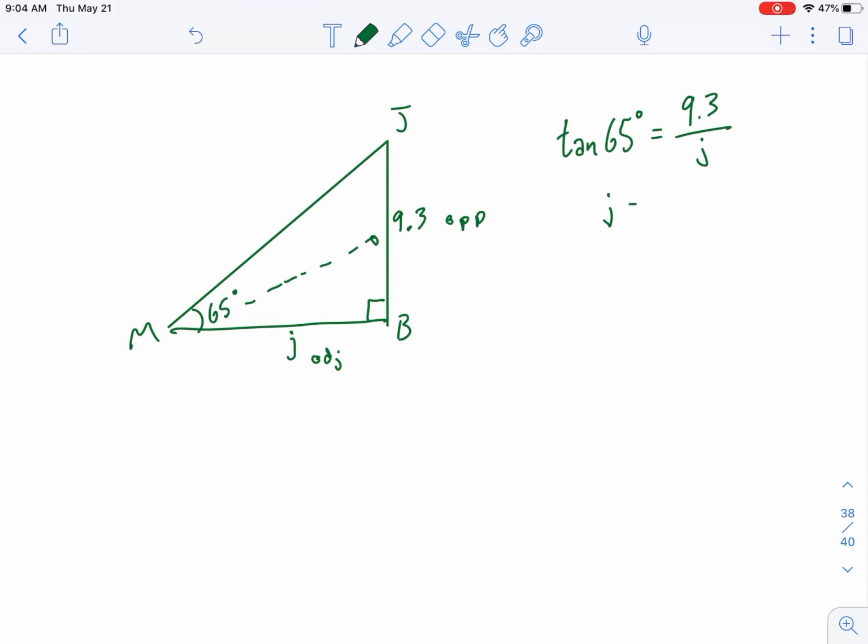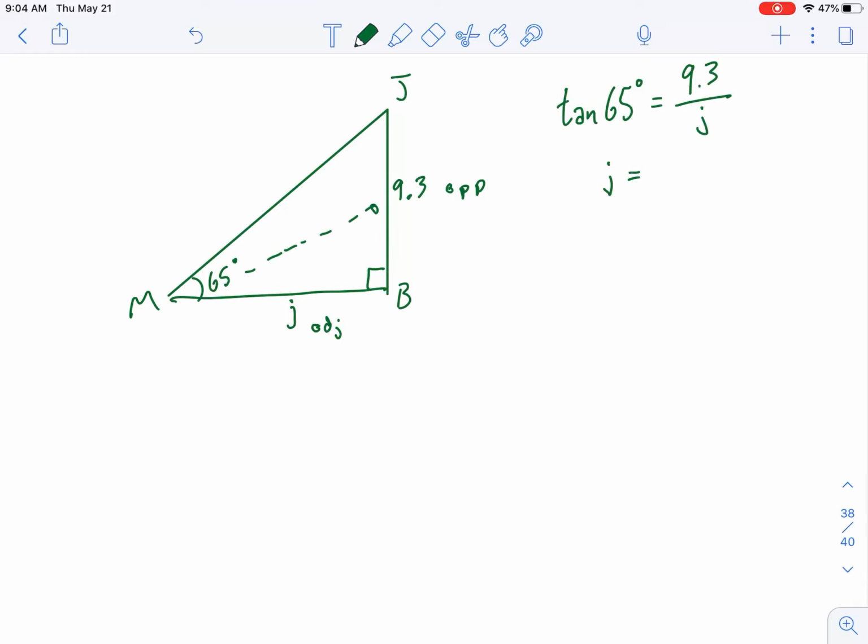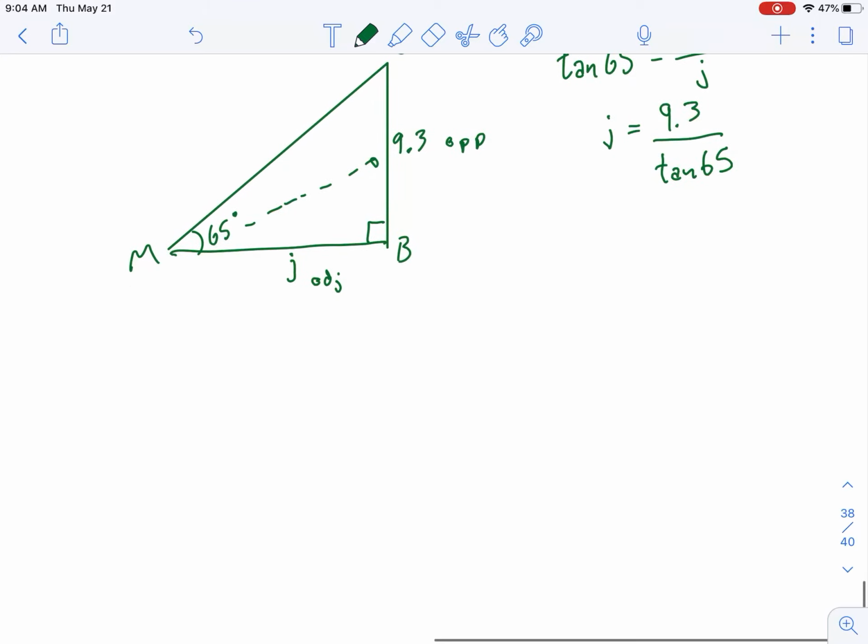We can do this in one step. You guys are probably getting good at this now. Multiply J by both sides, so you get J times tan 65 is equal to 9.3. Then divide both sides by tan 65, so we get J is equal to 9.3 divided by tan 65. And we should get J is equal to 4.337 in this case.